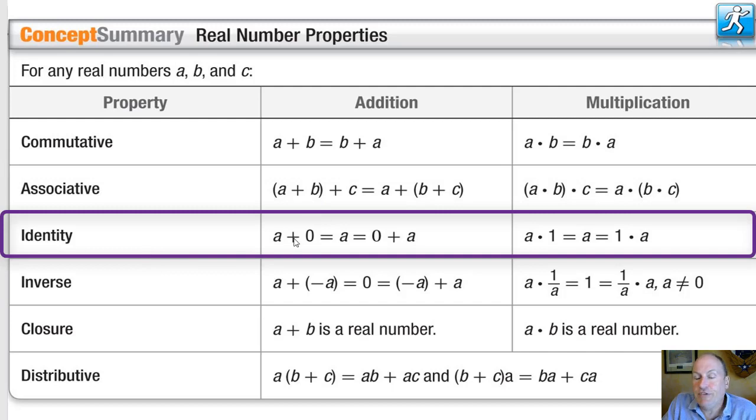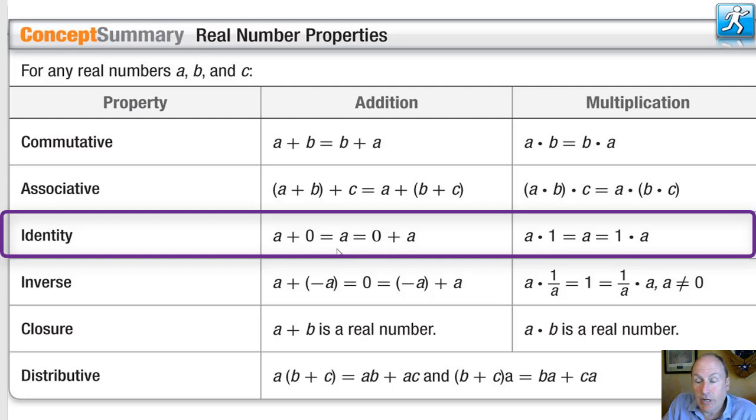The identity property seems very trivial at first, but it turns out to be very crucial, especially when we go to solving algebraic equations. For addition, the identity is 0. The identity property is essentially the number that doesn't change the number when that operation occurs. So for addition, if we take a number A and add 0 to it, we get A.